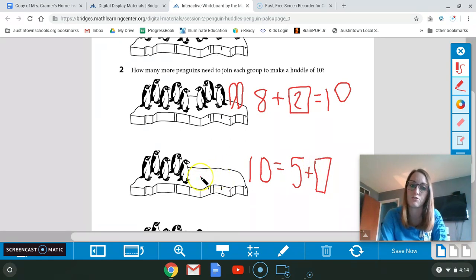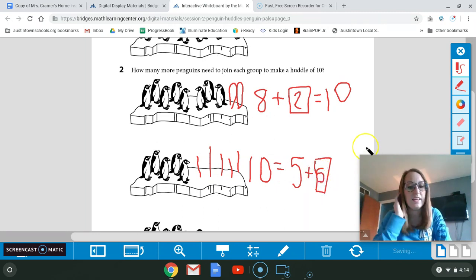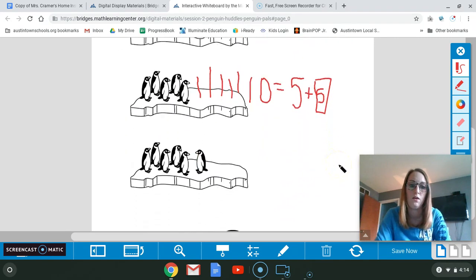Well, if I needed to, I can draw them. 6, 7, 8, 9, 10. Not the best looking penguins, but how many sticks did I draw? I drew 5. So 5 is the missing number. And I can hear it right now. Someone in my class is saying, oh, I see something. What they're telling me is 5 plus 5 equals 10. It was a doubles fact. As soon as they saw this 5, they knew that 5 was the missing number. Nice job.